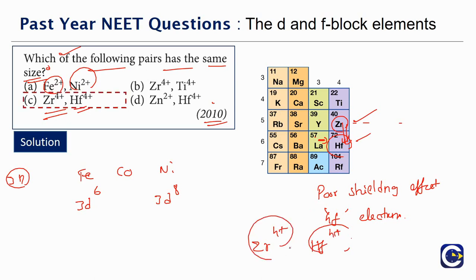So the correct answer for this is zirconium 4 plus and hafnium 4 plus, which have similar sizes. This is attributed to the lanthanoid contraction.